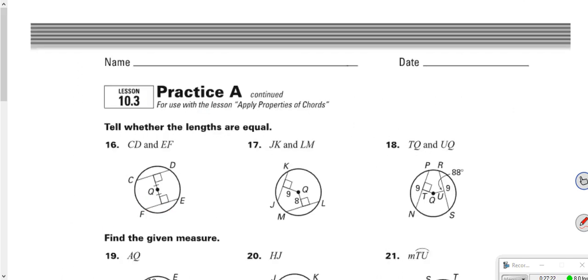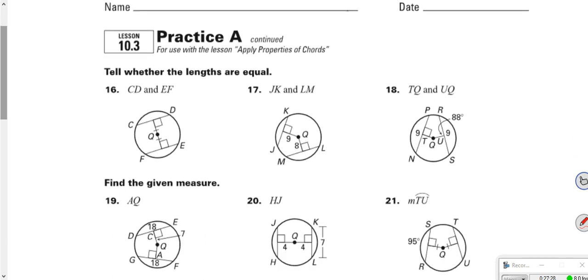Next page. Tell whether the lengths are equal. So we're comparing CD and EF. Now, we know here from the center that they're perpendicular and they're congruent. So again, we have that theorem that says in the same circle or congruent circles, two chords are congruent if and only if they are equidistant from the center. So the distance was measured perpendicularly and the distance is the same. So I can say, yes, those lengths are equal, absolutely.